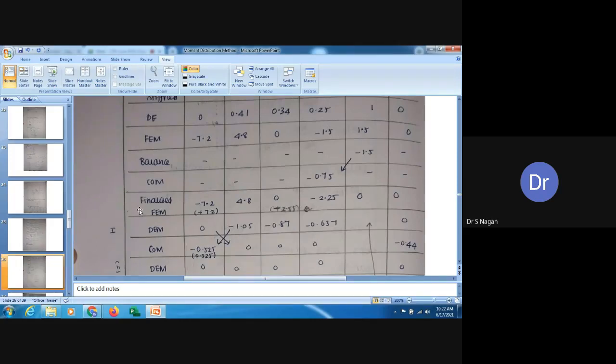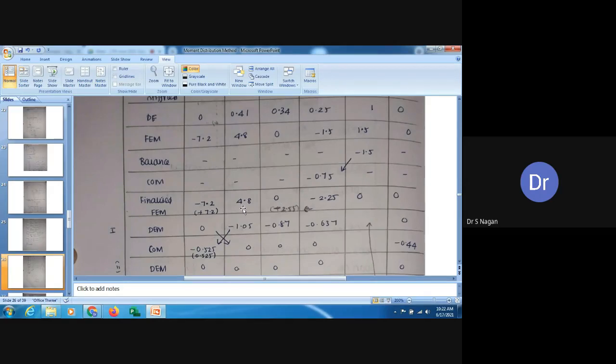So once you have finalized fixed end moment, you can go with distributed end moment. For distributed end moment, consider every joint. So at joint A, I have minus 7.2, so plus 7.2 needs to be applied, multiplied by the factor, which is 0. Then come to joint B.